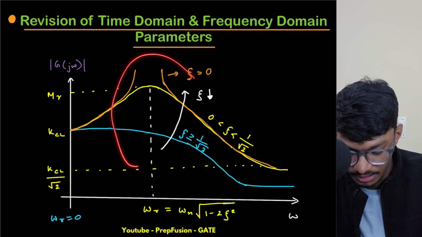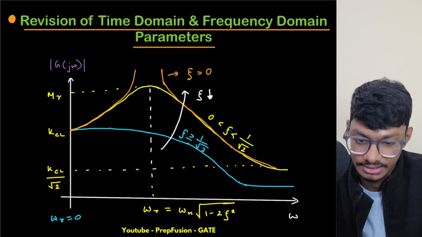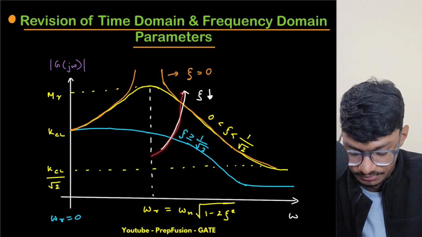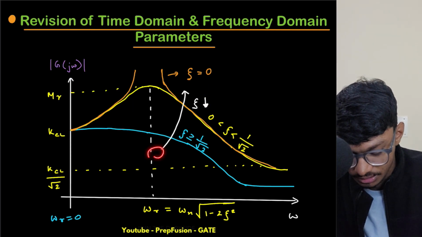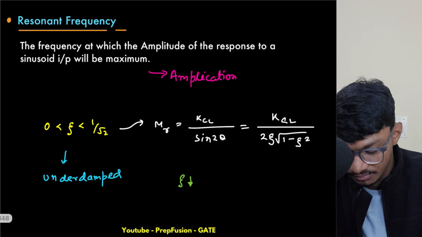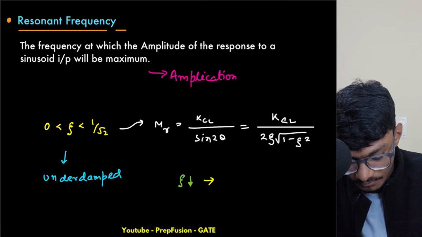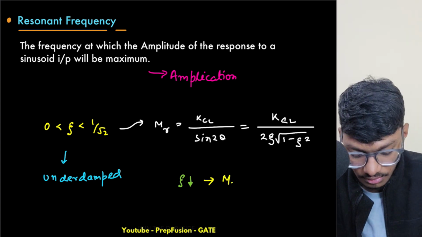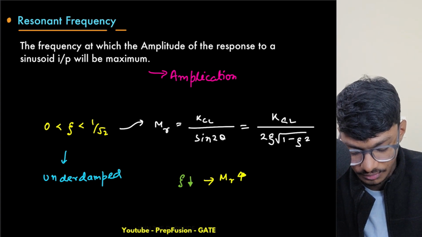As my zeta is reducing, my peak is increasing. From the graph itself I can understand, zeta is going from this end to this end. So as zeta reduces, my peak increases. The peak resonant frequency increases.